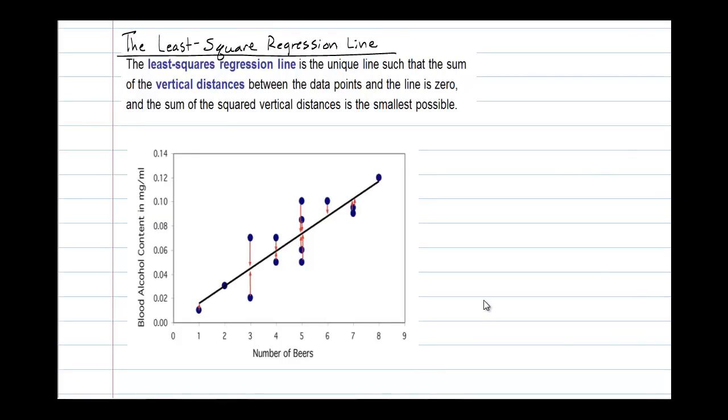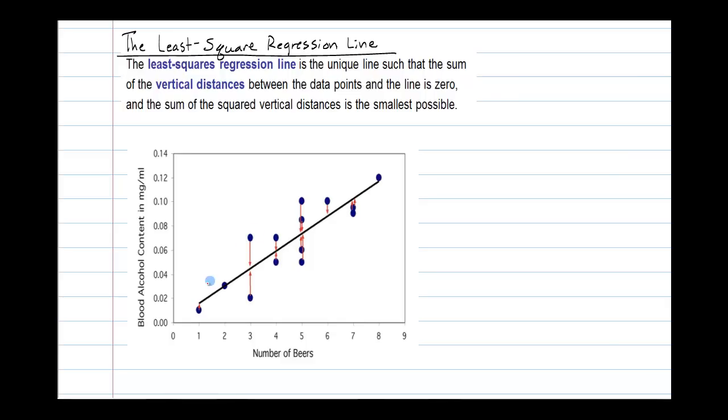Mathematically, the least square regression line is the unique line such that the sum of the vertical distances between the data points and the line is 0, and the sum of the squared vertical distances is the smallest possible. Now this is kind of a big definition. I don't expect you to memorize it. I expect you to have a general idea of what's happening here, but this least square regression line is one we actually use calculus to solve and to prove.